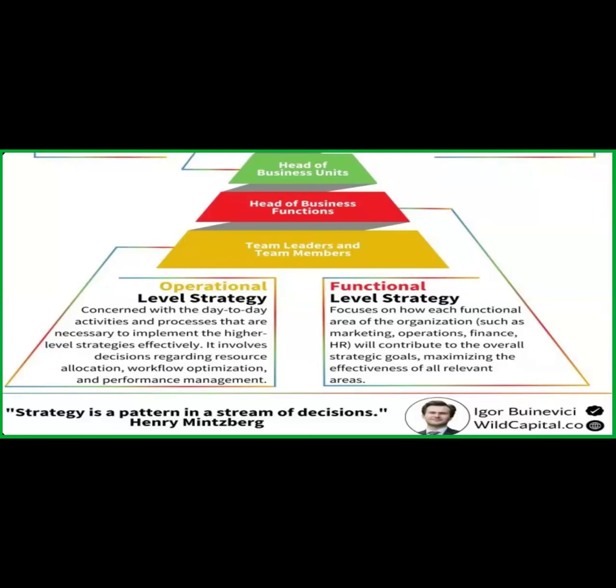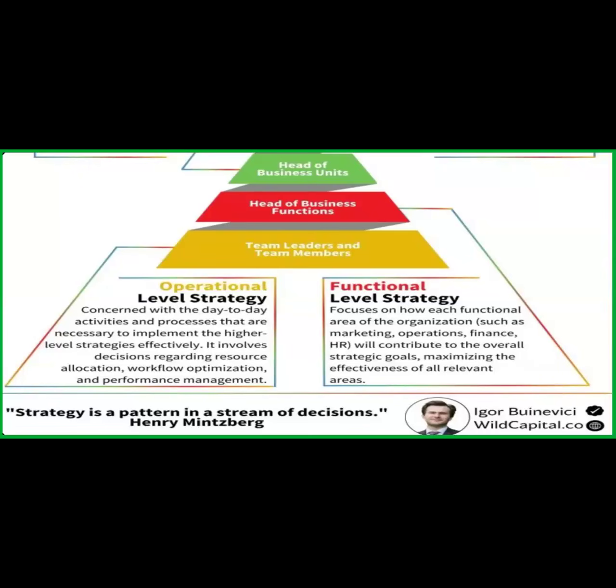Now, the last, or the fourth level strategy, is called operational level strategy. Operational level strategy is concerned with the day to day activities and processes that are necessary to implement the higher level strategies effectively. It involves decisions regarding resource allocation, workflow optimization, and performance management. As the name itself says, operational level strategy, though considered the fourth or last level of strategy, is directly related to the operations part of the organization.